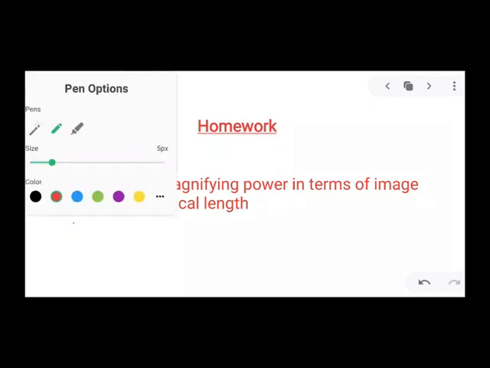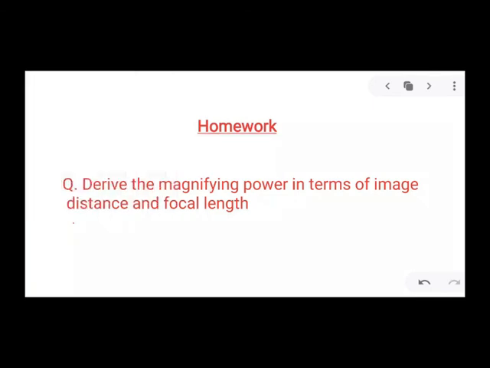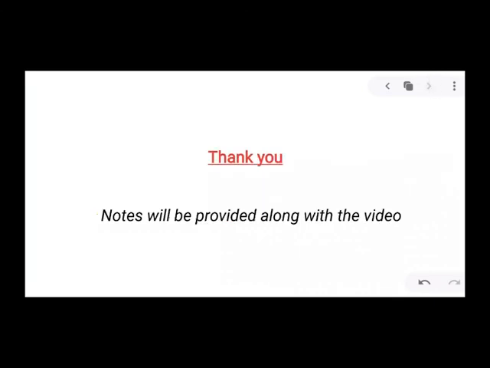For your homework, you can derive the magnifying power in terms of the image distance and the focal length. So that's it for today's class. Thank you, and the notes will be provided along with the video.